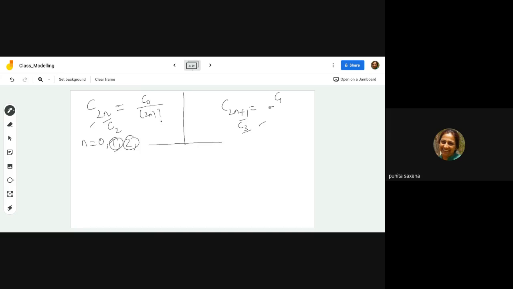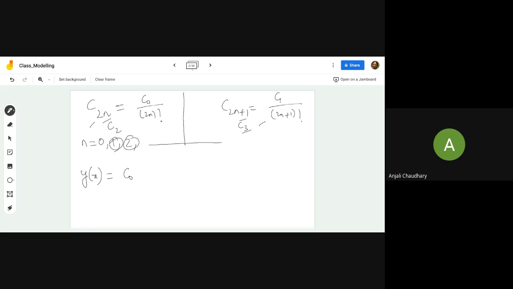Similarly, it was Cn upon (2n+1) factorial. Is this okay? Yes, ma'am. So that's how you are getting your series. Now, in this particular case, I don't know whether you are familiar with it or not, but look at that series. Does it look familiar?